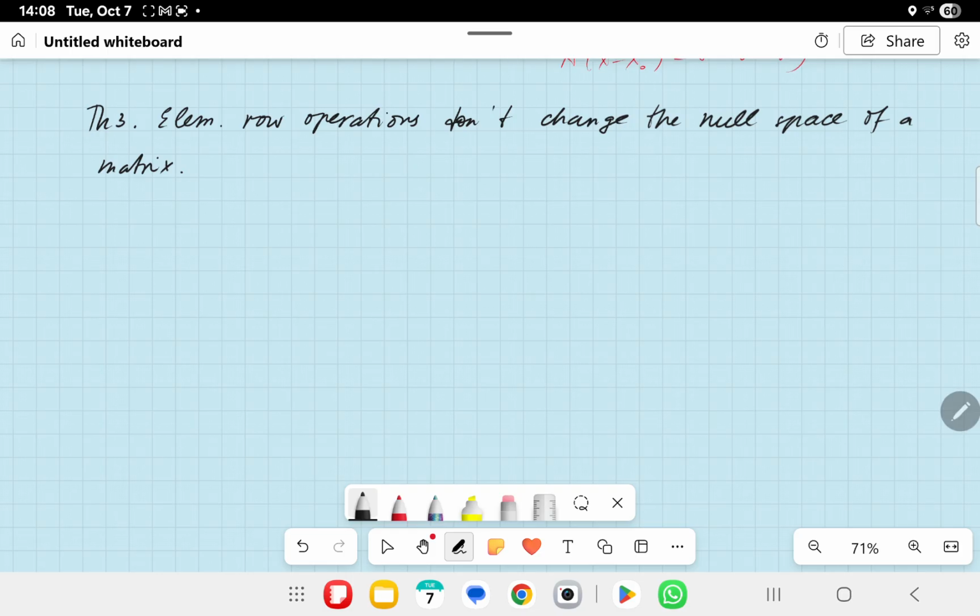So, okay. What also does not change? Next theorem, theorem number 4: elementary row operations don't change the row space of the matrix.